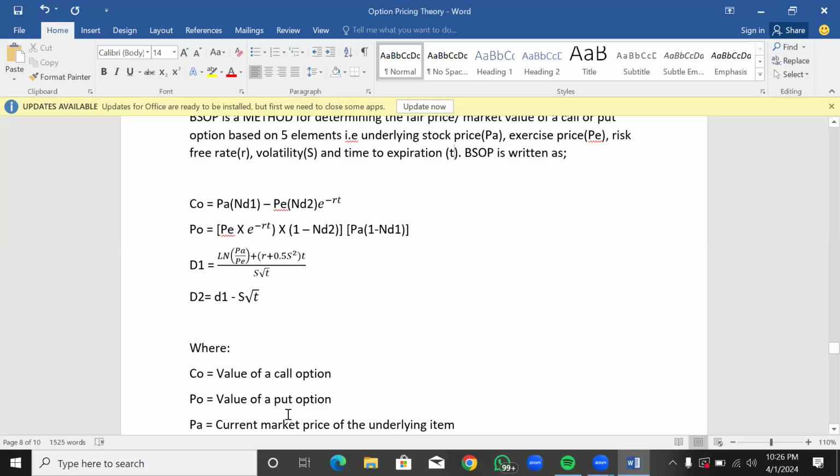So these are all the formulas: your call option, your put option, your D1, your D2. So your call option is your PA, ND1 minus PE, ND2. This is exponential. Exponential is on your calculator. Exponential minus risk-free times time.